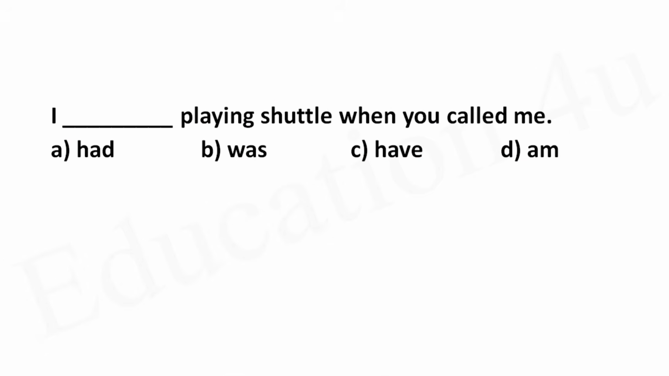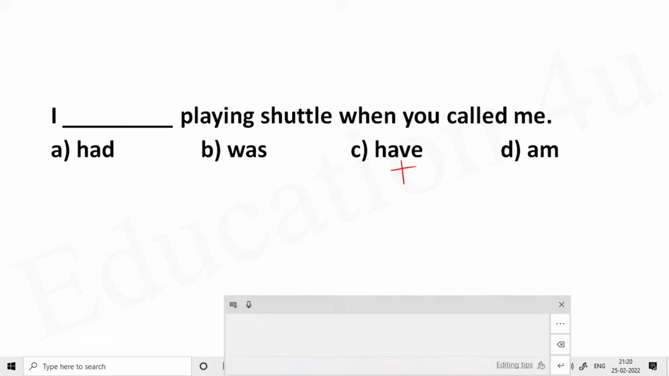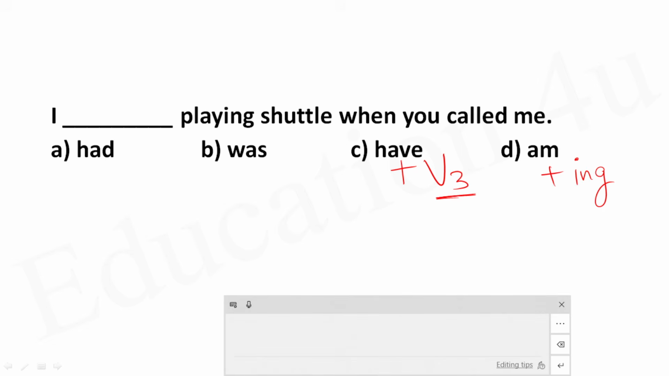Let's move ahead to the next question. I — playing shuttle when you called me. Correct? It's a beautiful question. But before we answer this question, let's be very sure of this. Have always takes the verb in the third form. Am always takes the verb in the ing form. Was always takes the verb in the ing form. Had always takes the verb in the third form.